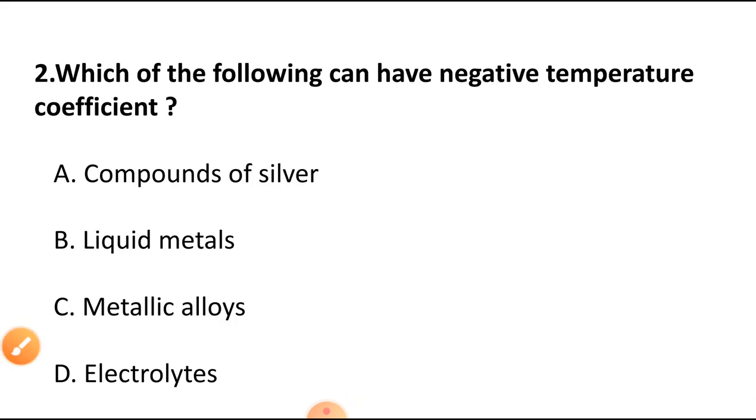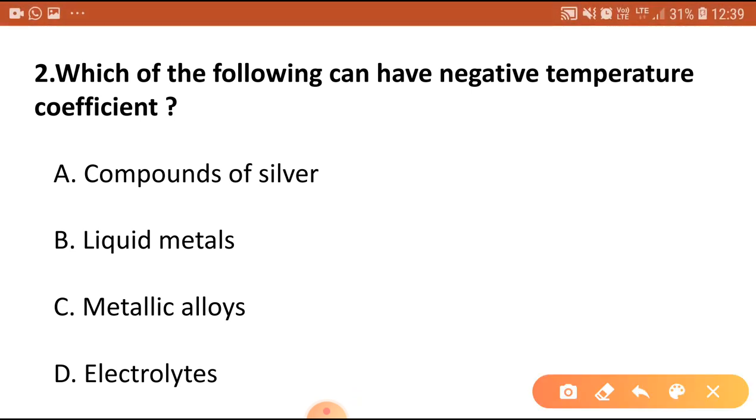Next, question number 2. Which of the following can give negative temperature coefficient? So you have to choose the correct answer, that is, from below, which material has the negative temperature coefficient. So option D, electrolyte has the negative temperature coefficient, that is option D will be the right answer.